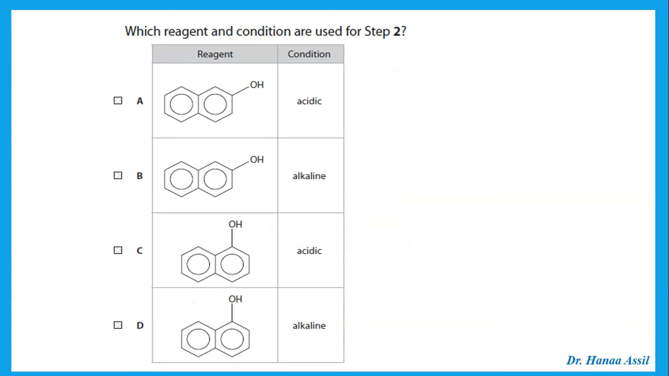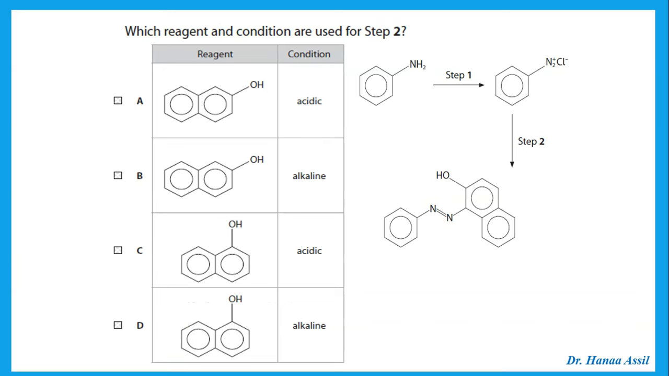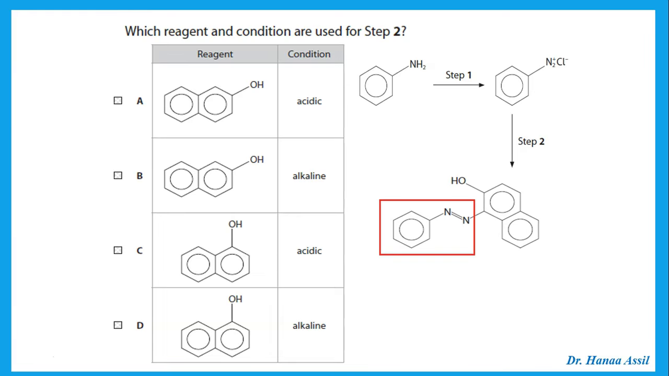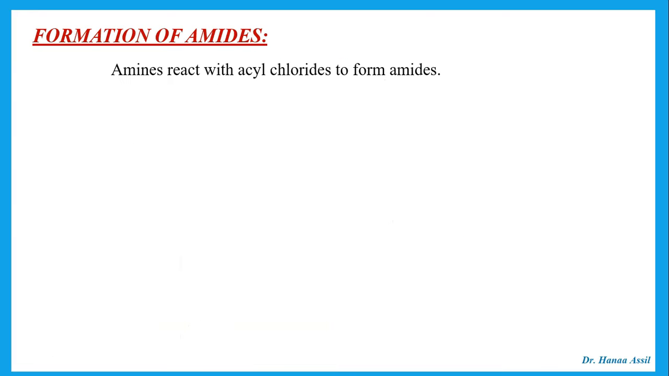Which reagent and conditions are used for step 2? So in step 2, I'm trying to make this compound. That means I'm trying to add that part. So that part is added using reaction with the part with the 2 benzenes and 1 OH in presence of alkaline conditions. Remember, coupling reactions happen in alkaline.